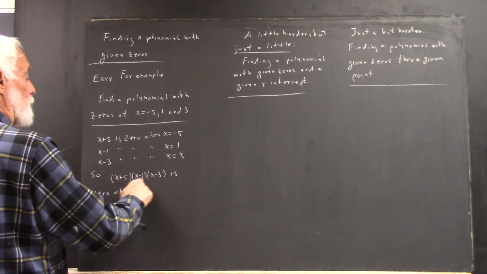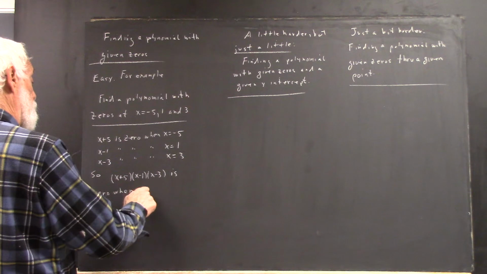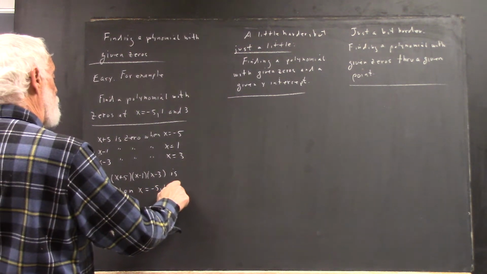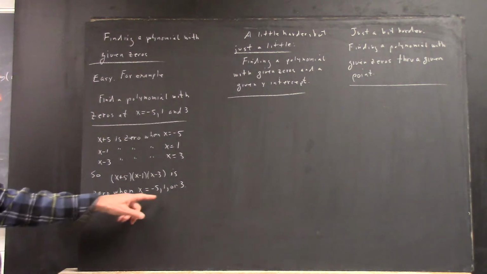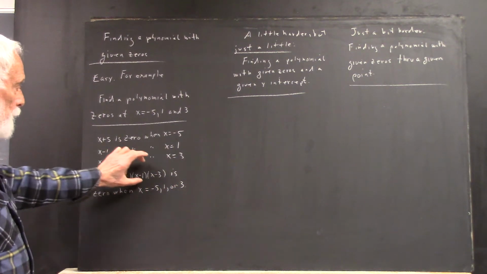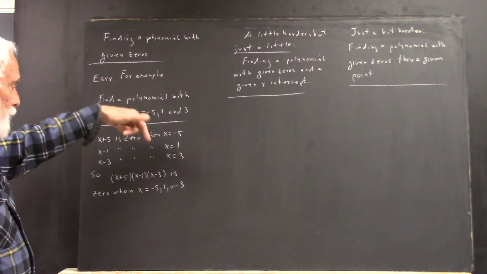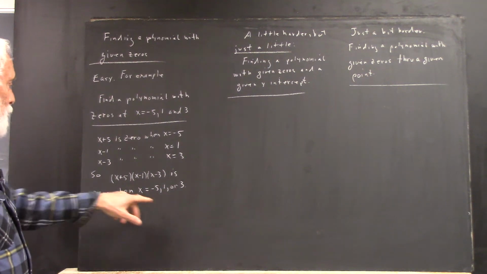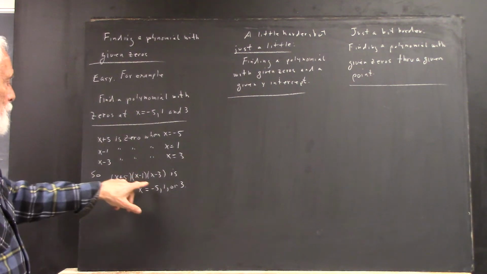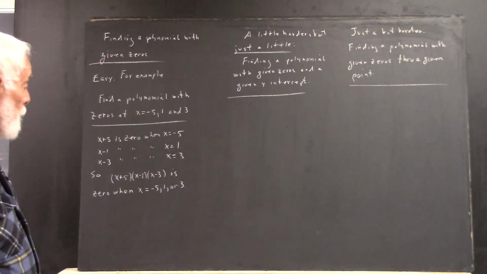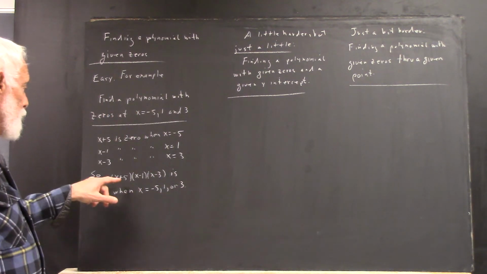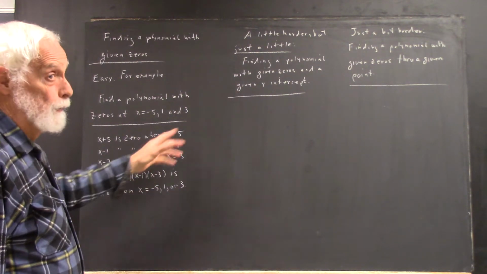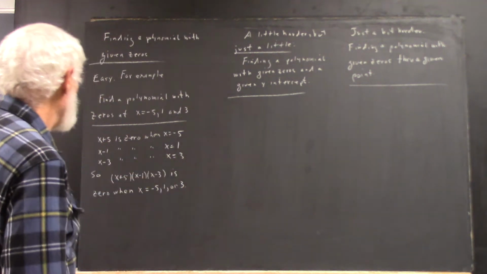x plus 5 times x minus 1 times x minus 3 is 0 when x equals -5, 1, or 3. And then clearly, if we substitute -5, we've got 0 times, well, that would be -6 times -8. 0 times 48 is 0. If x equals 1, then you have 6 times 2, 12, times 0, which is 0. If x equals 3, you have 8 times 2, which is 16, times 0, which is 0. In every case, you get 0.